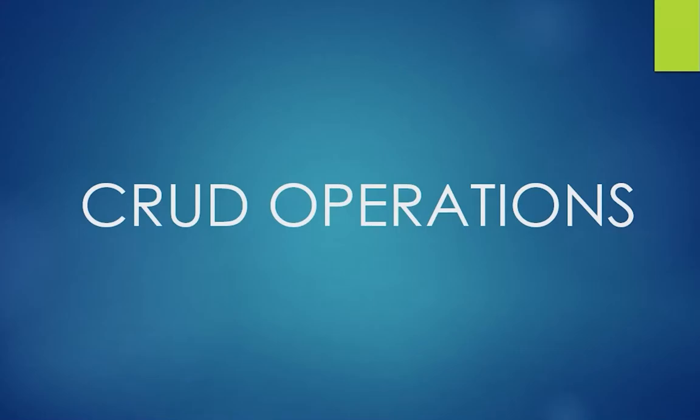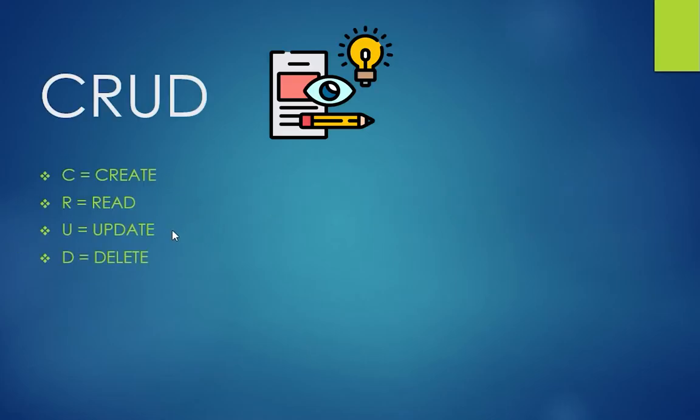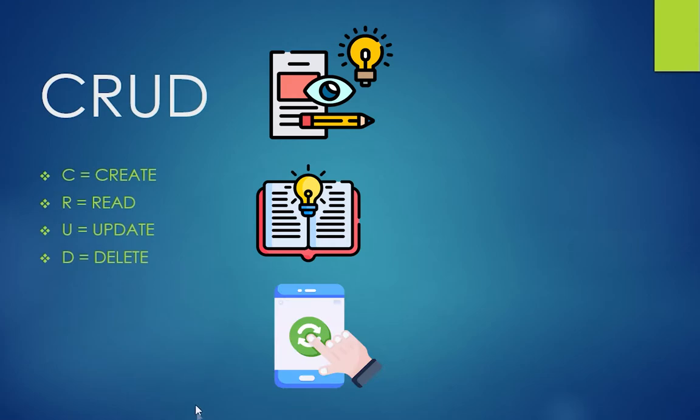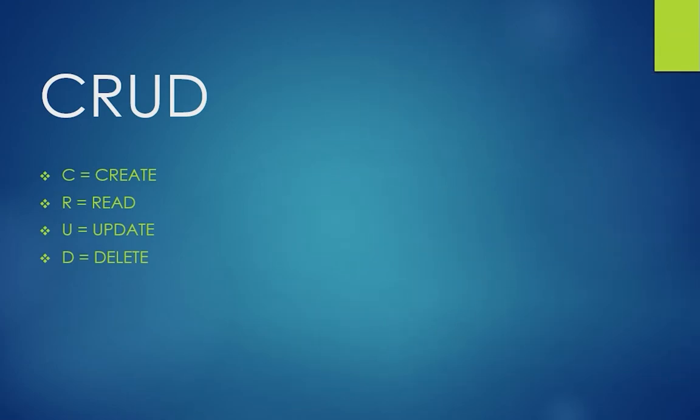In this video, I am going to show you what CRUD operations are and how we can perform them in our Flutter application. CRUD operations are basically the addition of four things: create, read, update, and finally delete. These are basically the operations of any database, including Firebase.